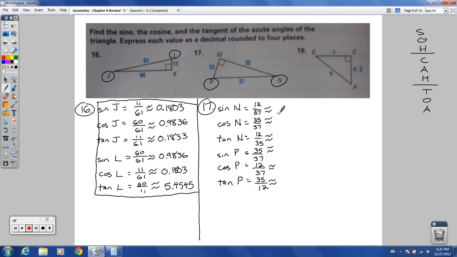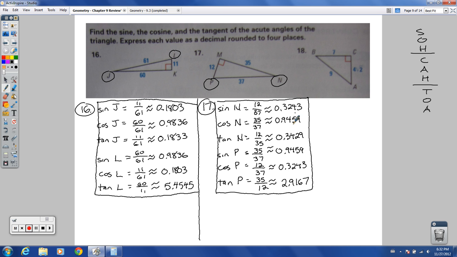So we have sine of N, this is 0.3243. Cosine of N, 35 over 37, is 0.9459. And then 12 over 35, 0.3429. And then these ones got the same thing here as before, so it's right there. This one's the same as this one, so that's 0.3243. And then tangent 35 over 12, it's a little less than 3, it's 2.9167. So that's our whole answer for that one.